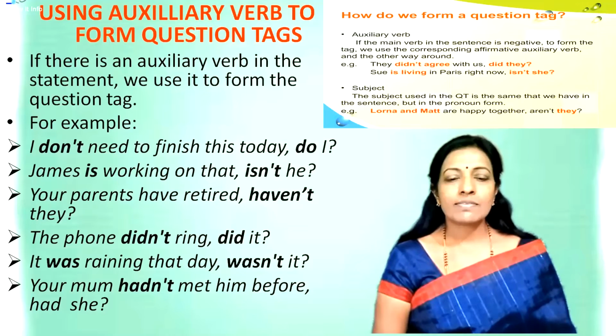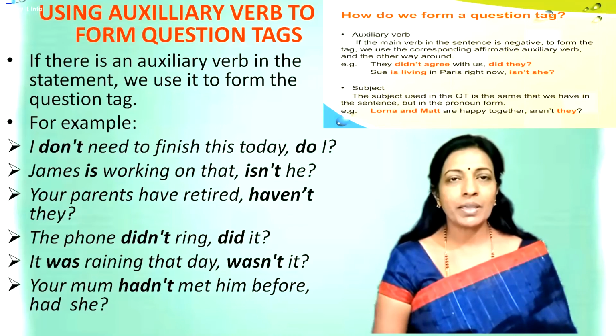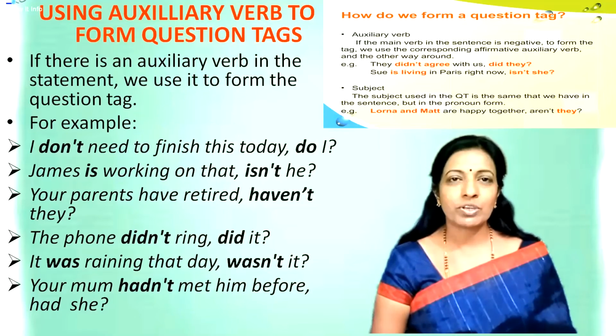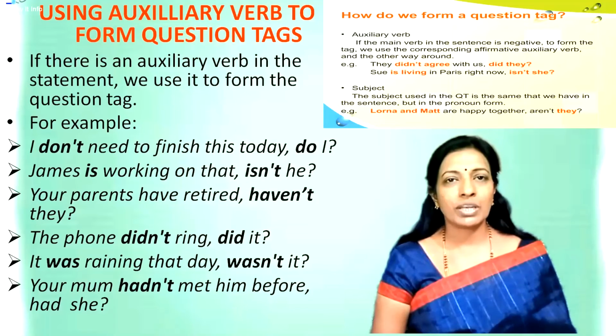Your parents have retired, haven't they? Again, the subject here is your parents because it is the plural form and it is a noun. The question tag will have a corresponding pronoun they. Also, the auxiliary verb used in the first part of the statement is have, which is positive in nature. So we use the negative verb form haven't in the question tag.